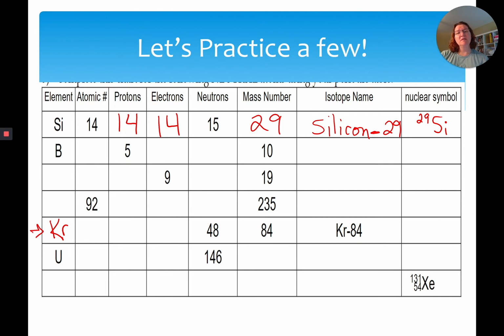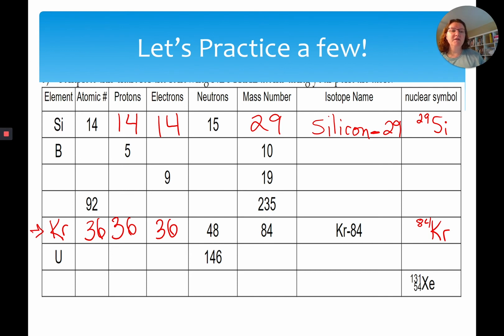I have two choices to figure out the atomic number. I can look krypton up on my periodic table. If you know the symbol, they're much easier to find. Or you can take 84 minus 48. Either way will get you to 36 is the atomic number, which is the number of protons, which is the same number of electrons since we know we have a neutral atom. And to write the symbol, we put our symbol with the mass number in the upper left.